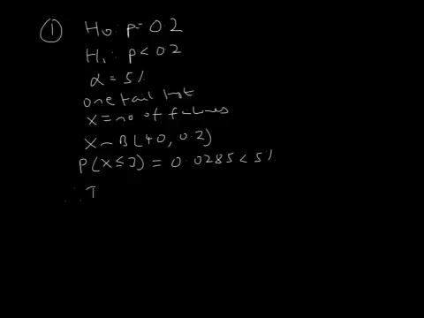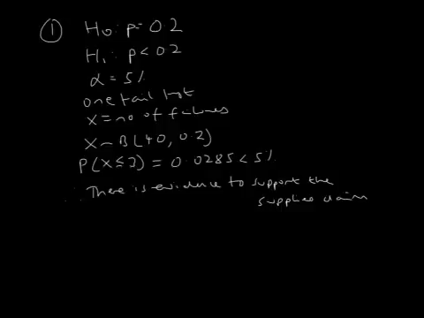So therefore there is evidence to support the supplier's claim. I think that's the best answer. In the mark scheme it says you can say the probability of a ball failing the bounce test is less than 0.2, but there is evidence to support the supplier's claim, I think, is the best answer.